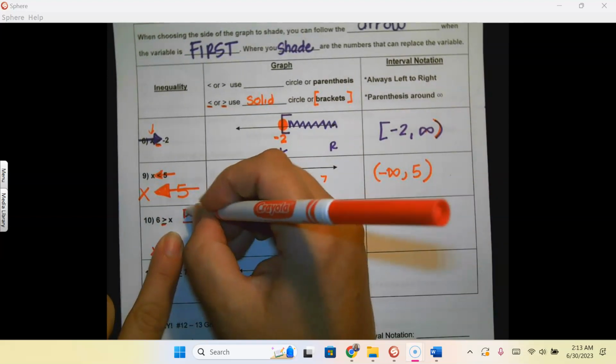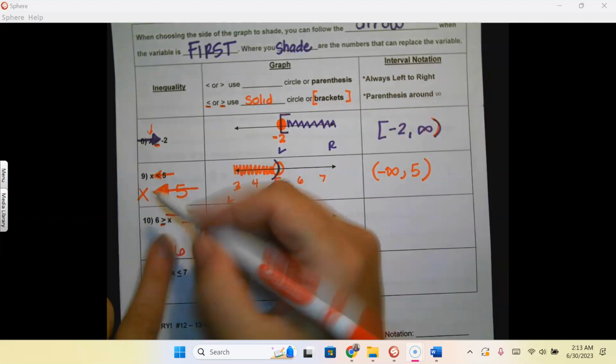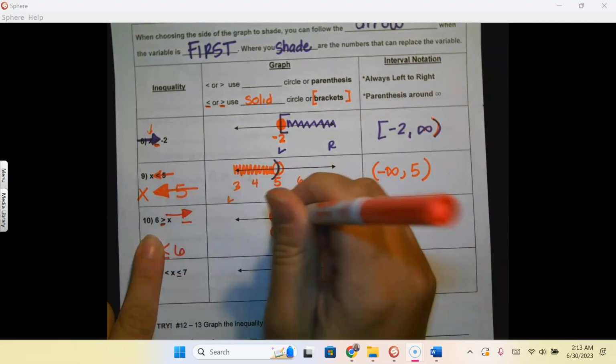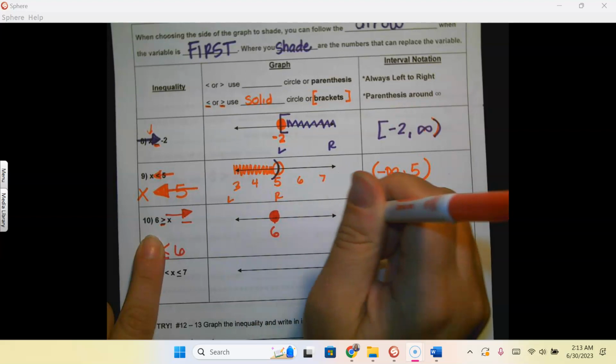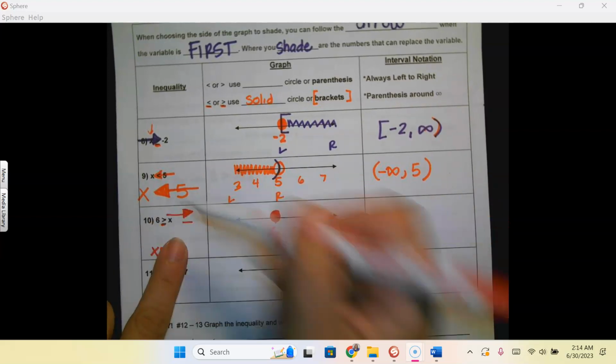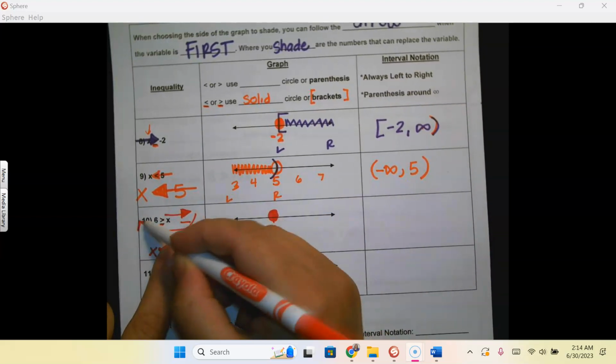So if you're going to use this arrow right here, since this inequality sign goes like this, if you make this into an arrow, if the X isn't first, you can't go the direction of the arrow. You have to go backwards. So you have to go this way instead.